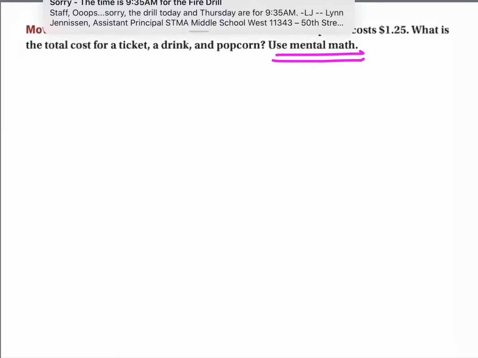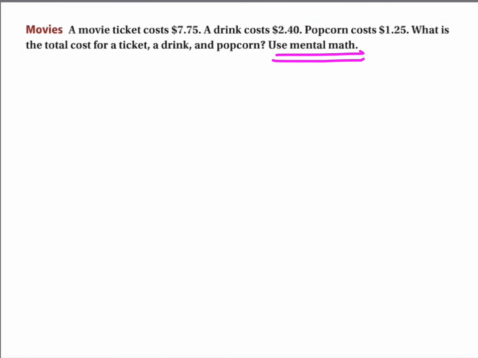Okay, word problems. A movie ticket costs $7.75. A drink costs $2.40. Popcorn costs $1.25. What is the total cost for a ticket, a drink, and popcorn? And they really want you to use mental math. So don't use a calculator, don't even write it down. See if you can do this in your head.